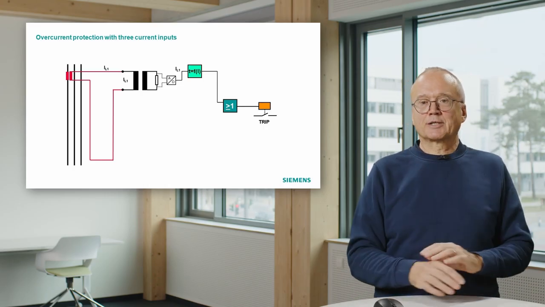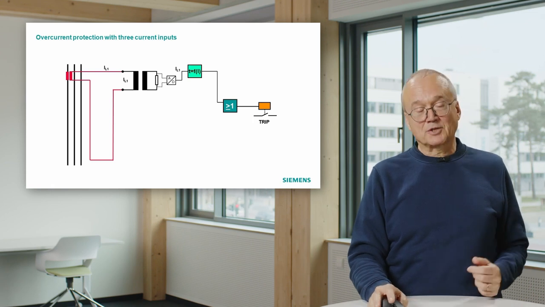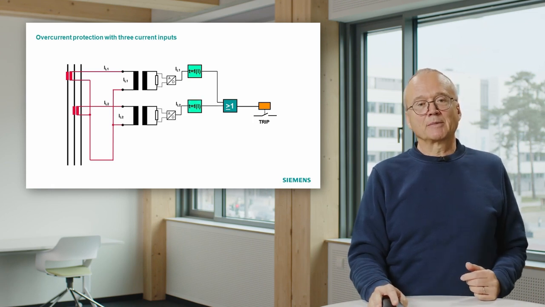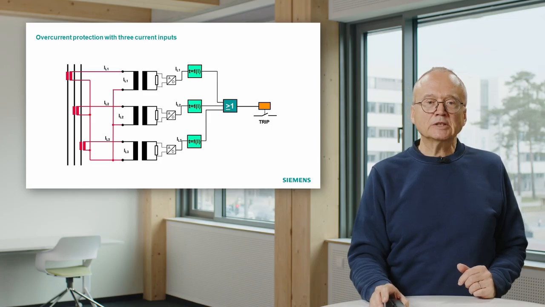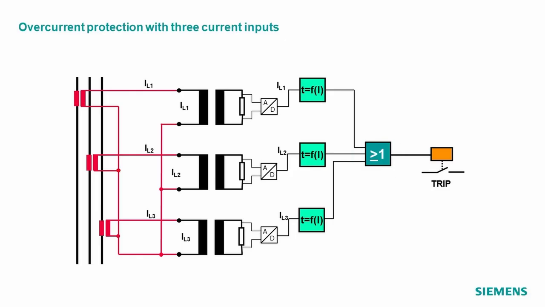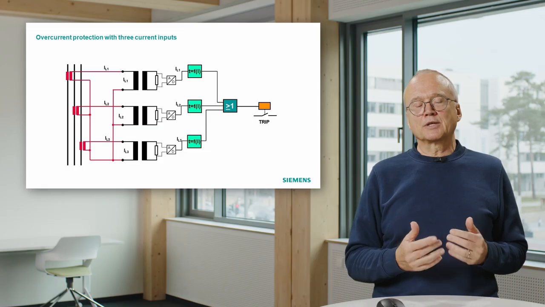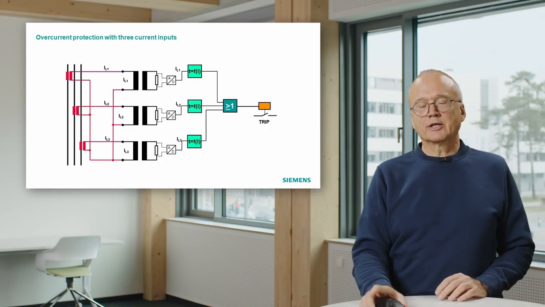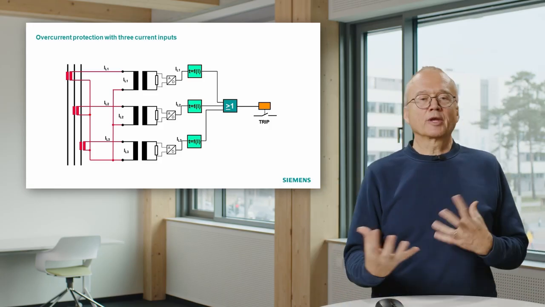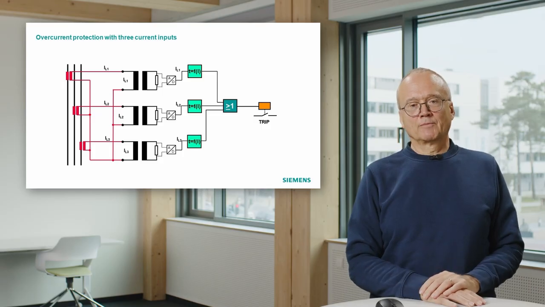This shows just one phase. We always have a three-phase system. That means we must multiply that by 3. And we do here on the right-hand side an OR connection. That means if we see a fault condition in at least one of the 3 phases, we will issue a trip command so that we can detect all types of fault.